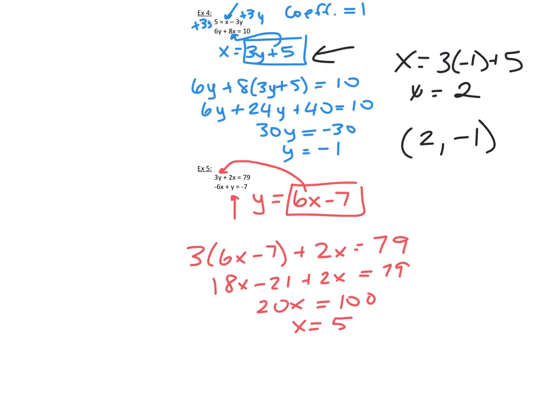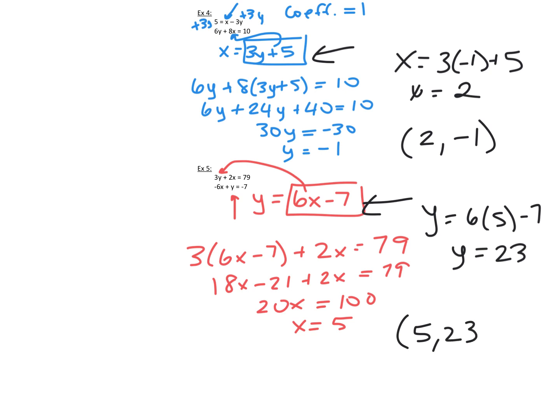I'm going to plug that into my version of the second equation. y equals 6 times 5 minus 7. That's going to be 30 minus 7, which is 23. So my point of intersection is at 5, 23.